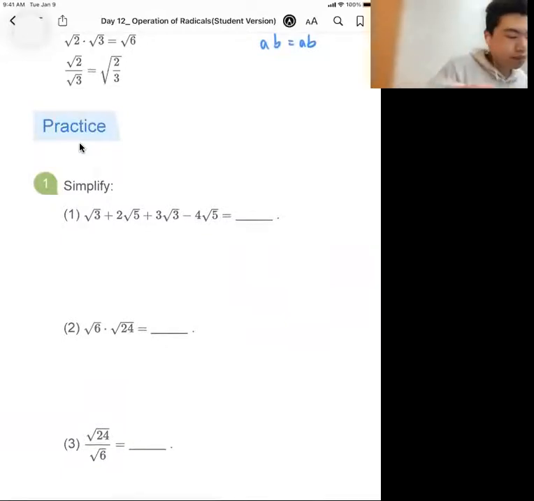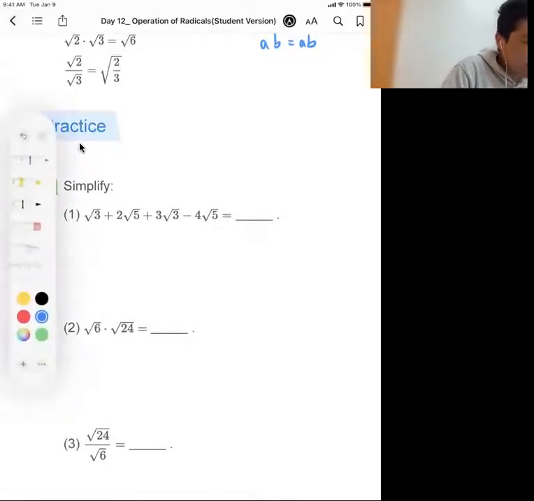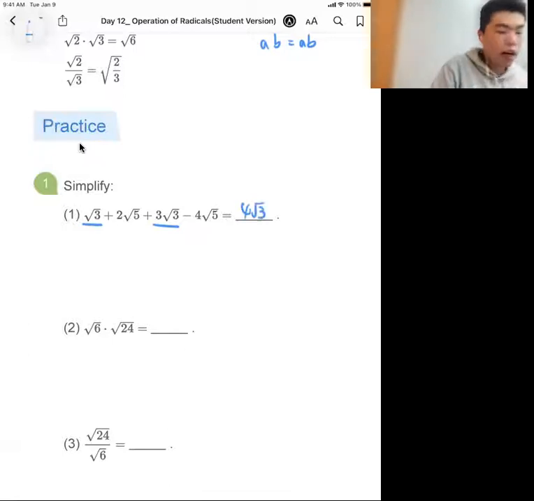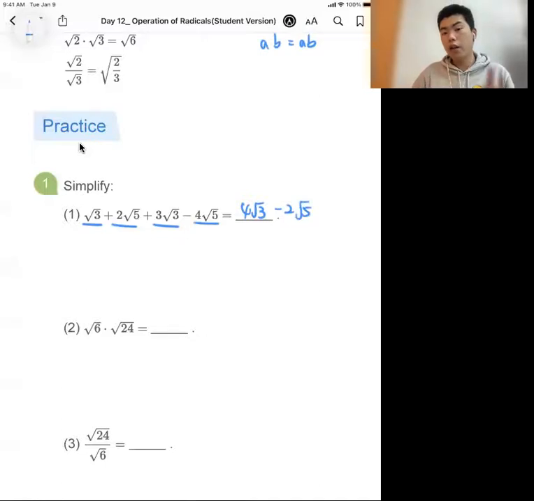For the first one, if we see addition, it's like how we do addition with any algebraic expression. We first look for the like terms. Here we have a root 3 and then another root 3, so we can combine them using the distributive property. The result will be 4 root 3. Then we go to the next one. We have 2 root 5 and then 4 root 5, minus 4 root 5. Combine them, and we have 2 root 5. That is how we can do addition and subtraction.